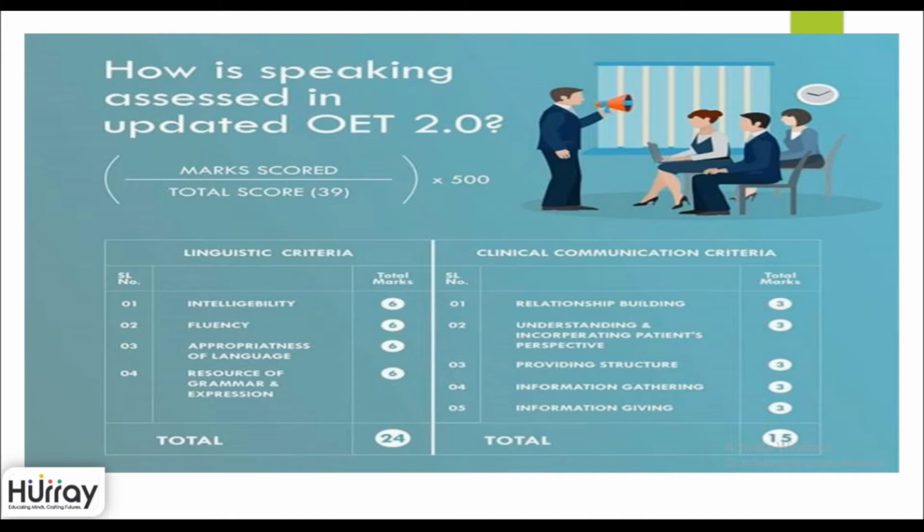The next one is understanding and incorporating the patient's perspective. When you are doing the role play, you will be expected to use this particular aspect as well, instead of just assuming and suggesting or judging the patient. The next criteria is providing a structure. You must follow the structure given in the role play card. At the same time, you must tailor your responses based on the structure. Information gathering refers to how you get the information from the patient and what kind of information. And information giving refers to the solutions you will be providing to the patient or the carer. This comes up to a total of 15 marks.